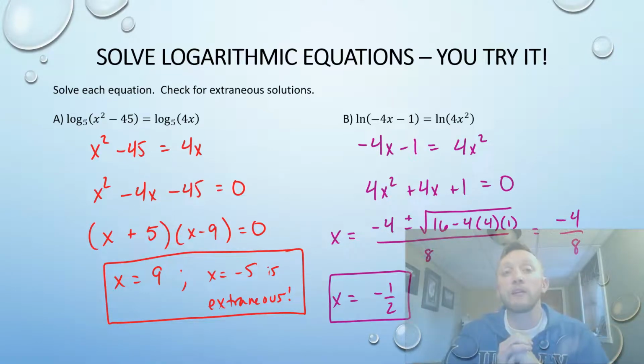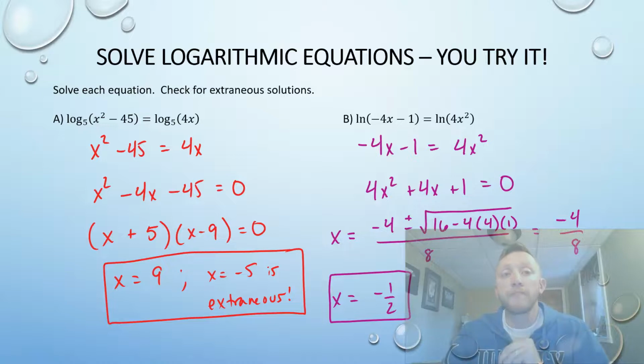Let's start with negative 5. If you put negative 5 in there, when you square that, it would be a positive 25, and 25 minus 45 would be negative 20. And on the right side, 4 times negative 5 would also be negative 20. So even though they look fine because they're both the same thing, we can't take the log. There's no exponent I could apply to 5 to get a negative number. So we can't take the log of a negative number. So negative 5 is an extraneous solution.